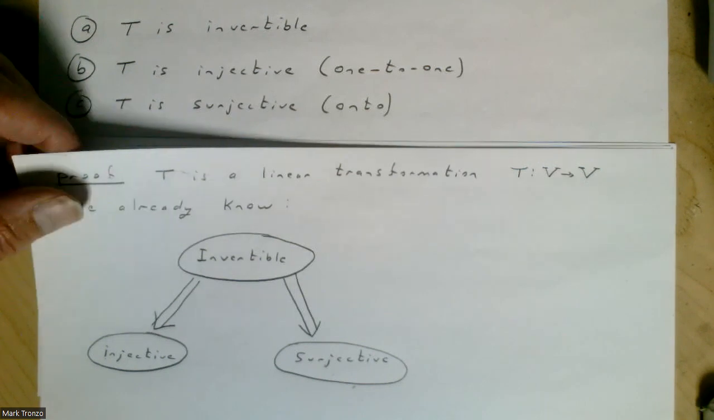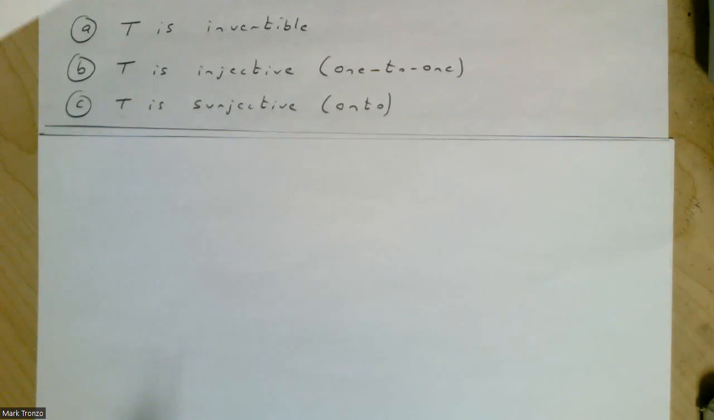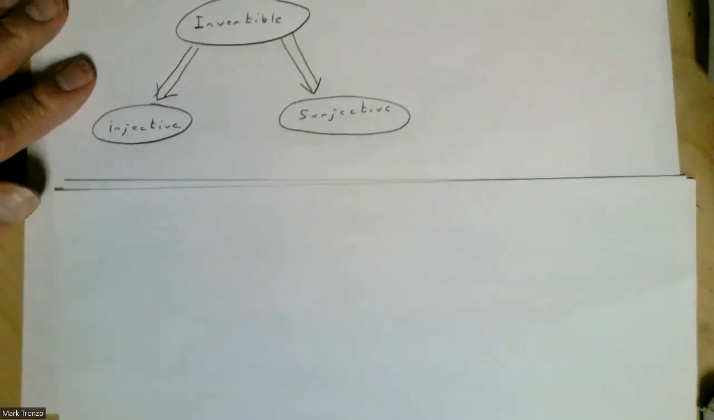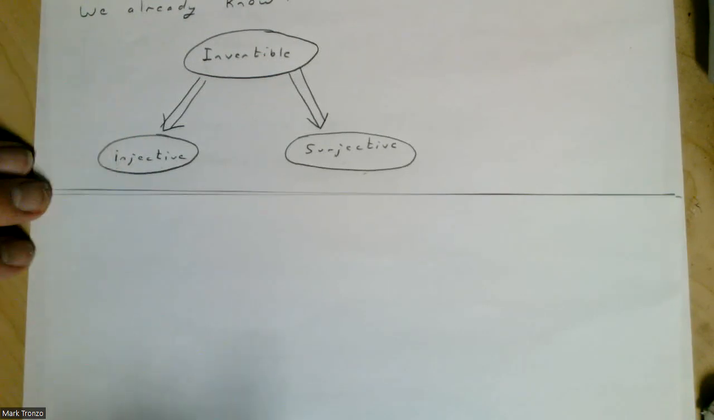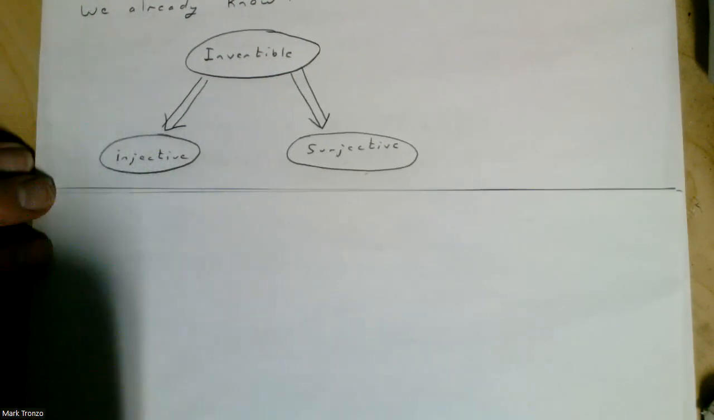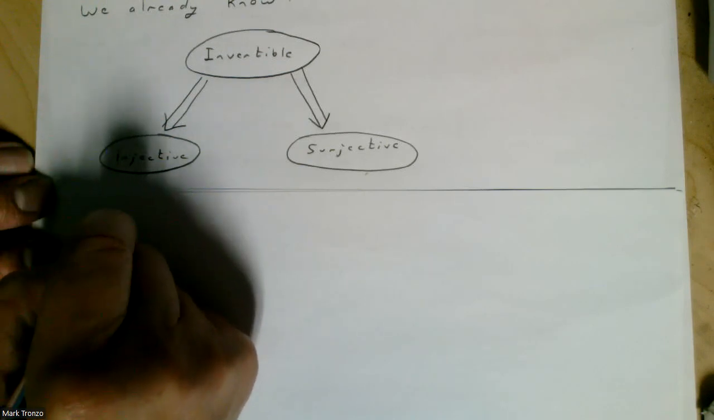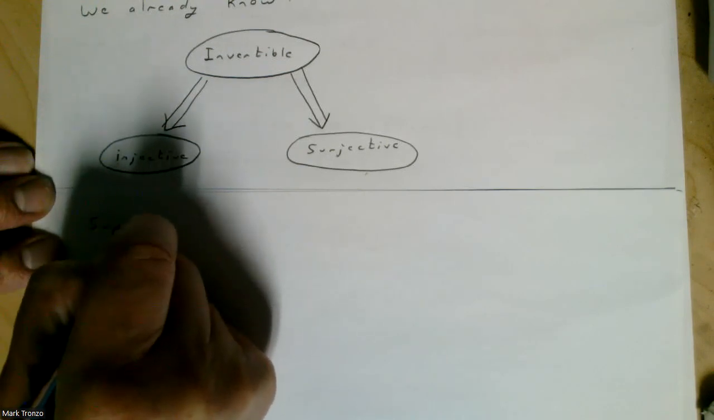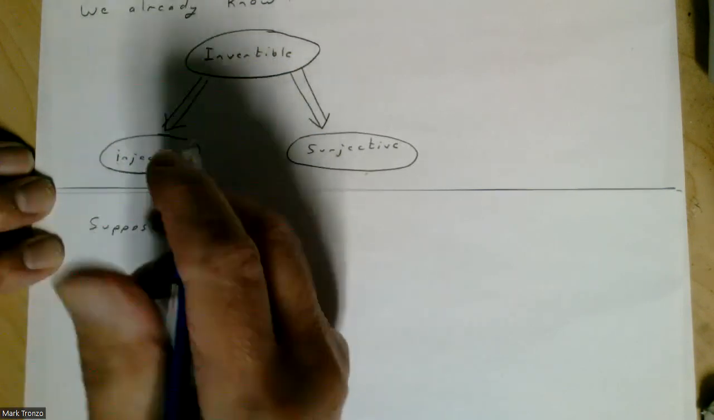So let's go with that. Once again, we're assuming it's a linear transformation. Now, suppose T is 1-to-1.